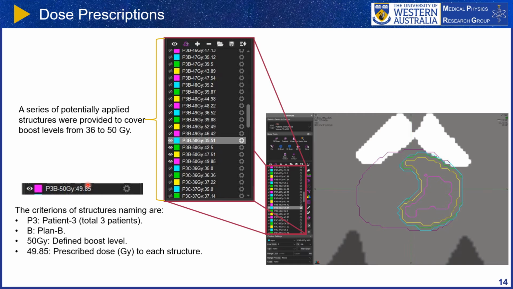Therefore, we can conduct the heterogeneous integral boost by the four structures over here, and we're going to see if any dose constraints have been violated. If the dose constraints have been violated, we're going to choose four structures with a lower boost level, which is 49 gray. We're going to iterate this process several times until the dose constraints have been satisfied.